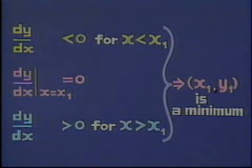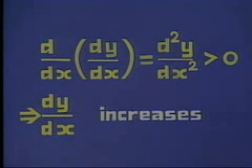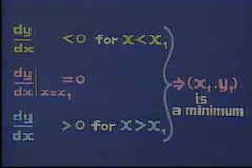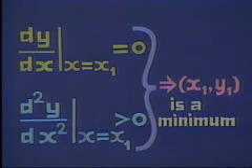This can be ensured if the derivative of dy by dx, that is d2y by dx square, is positive at the point. Then we can replace the earlier conditions for the minimum point by another set of conditions. dy by dx at x equal to x1 is equal to 0, d2y by dx square at x equal to x1 is greater than 0 imply that x1 y1 is a minimum.